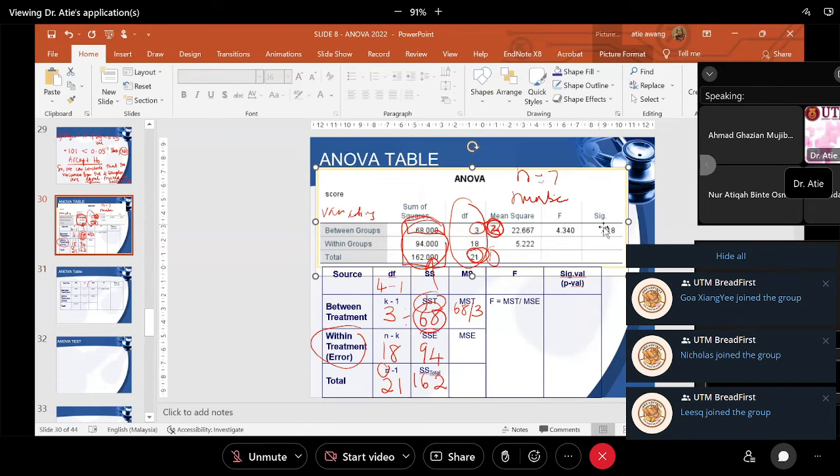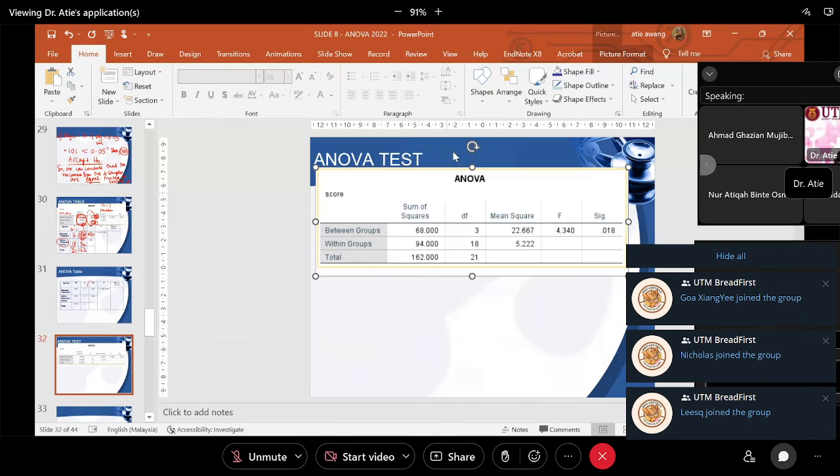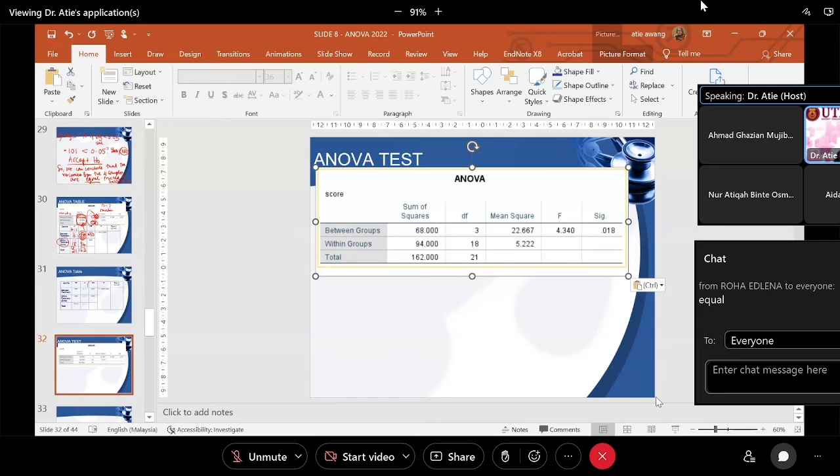Okay. Yang fresh one lah. So at least you all can see clearer.